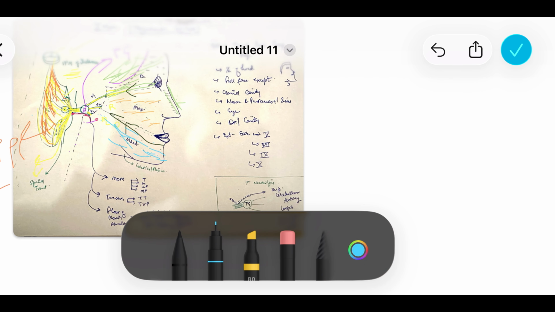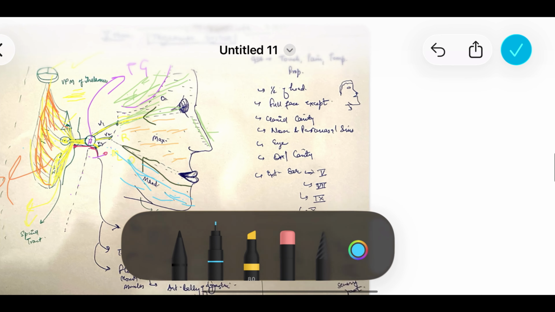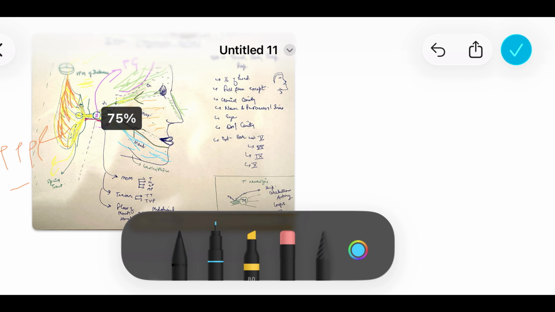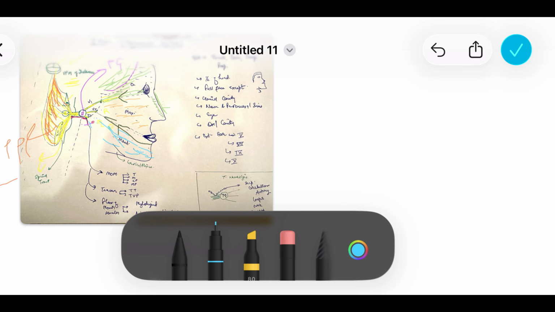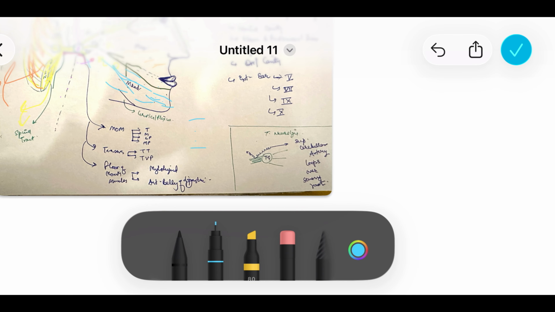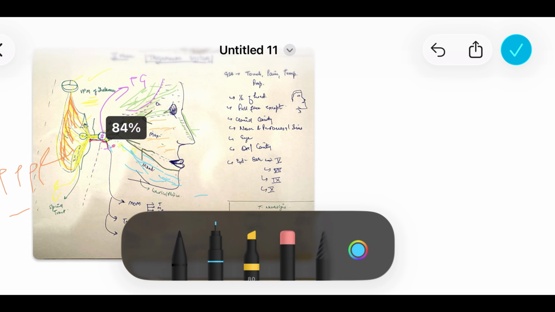So it's like this. And then we already discussed that the motor root of the trigeminal system exits the cranial cavity through foramen ovale and supplies muscles of mastication like temporalis, masseter, medial pterygoid, lateral pterygoid, two tensors, that is tensor tympani and tensor palatini, floor of mouth muscles, that is mylohyoid, and anterior belly of digastric.